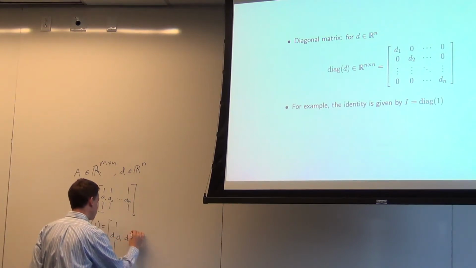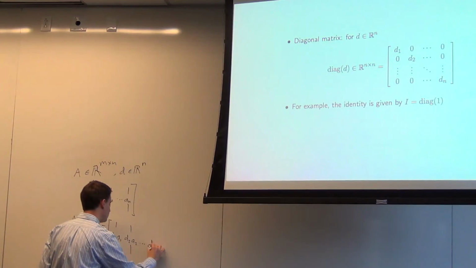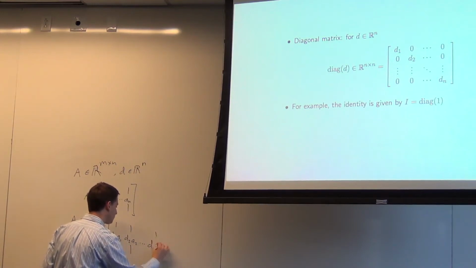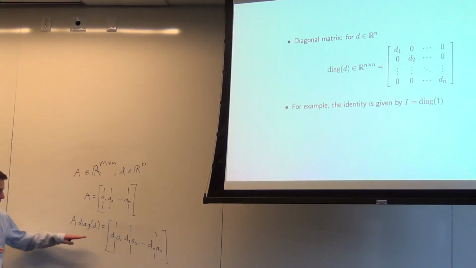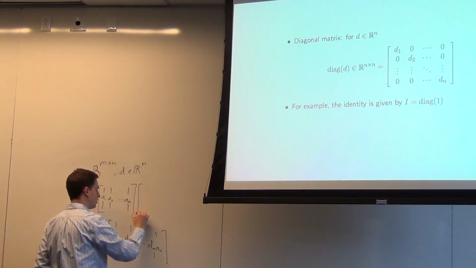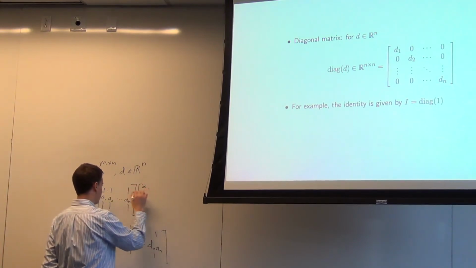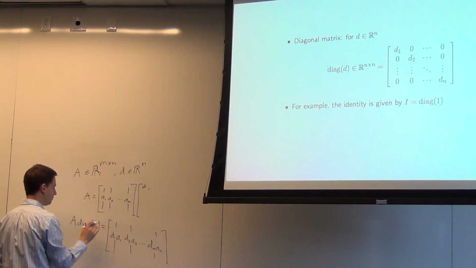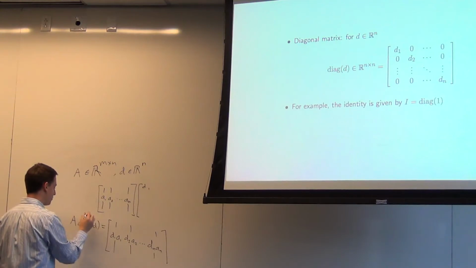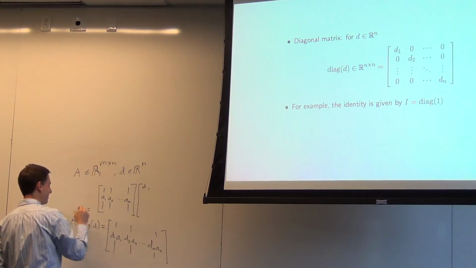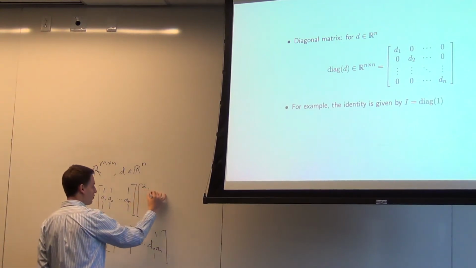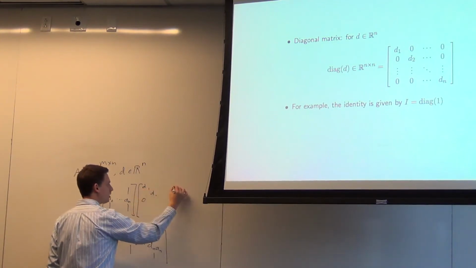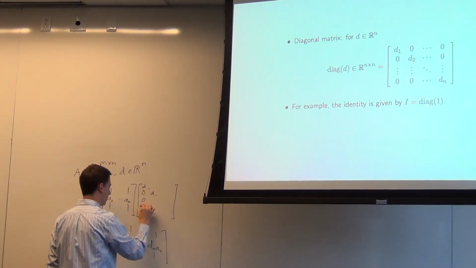d2 times A2 is the second column, all the way up to dn an. So multiplying by a diagonal matrix on the right, does that make sense to everyone, why this is the case? Let me just write it out here. A equals this, and I'm going to write this diag d here. This thing is going to have zeros here. So d1 is going to have all zeros, and the rest of the elements here, still zeros.